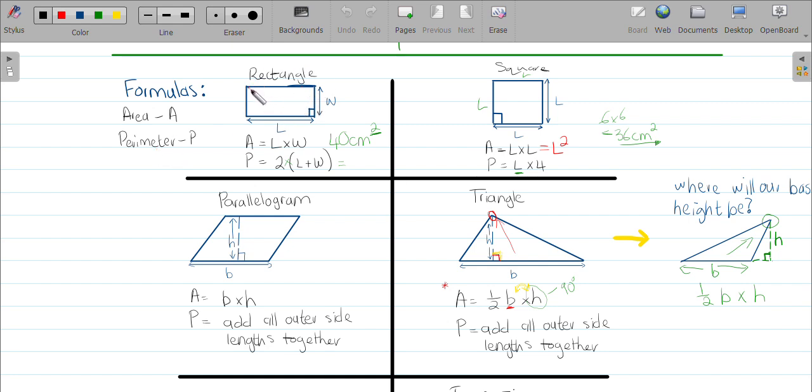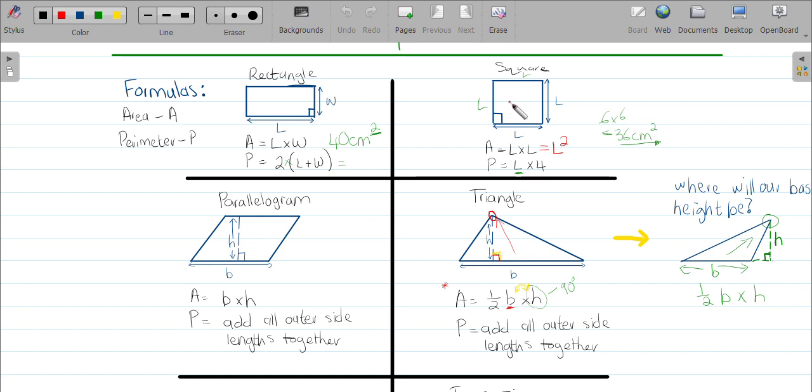So a rectangle has two lengths and two widths, or breadths if you want to call it that. The formula for area is equal to the length times the width, okay? So let's say, for instance, we get an answer of 40 centimeters. Please remember that when we have our answer for area, our unit is always squared. For the perimeter of a rectangle, you're going to take the length plus the width. You first do that little sum in the bracket, and then you times it by 2. Why? Because this side over here is also the same measurement as this length over here, because a rectangle has two lengths and two widths.